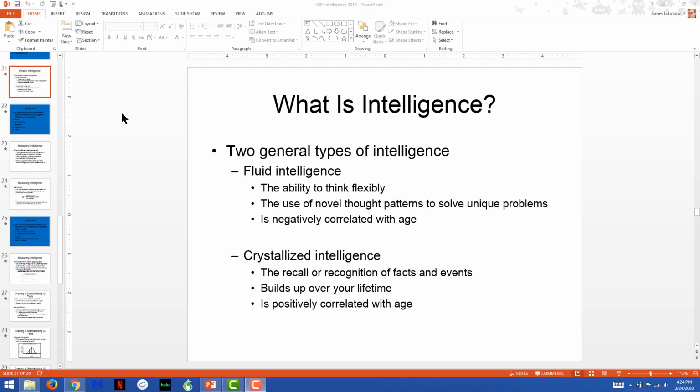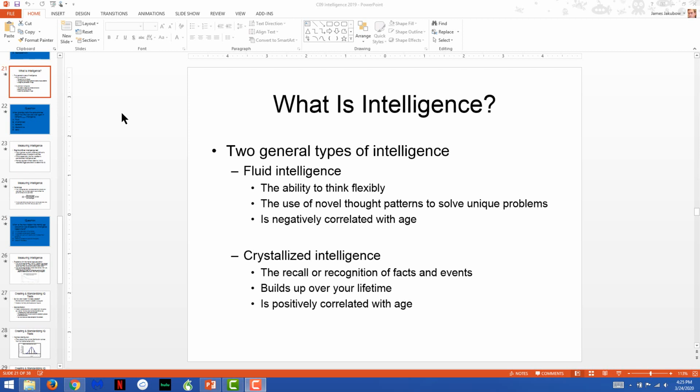But given the construct that we have for North America and most of the westernized, industrialized societies, the concept of intelligence is relatively similar. Not exactly always the same, but relatively similar. And that's basically the format that we're going to work with.